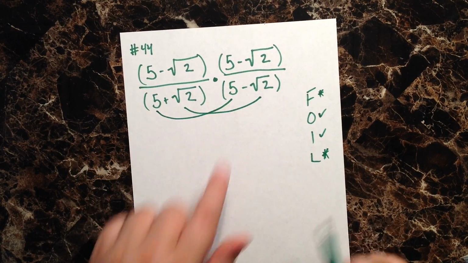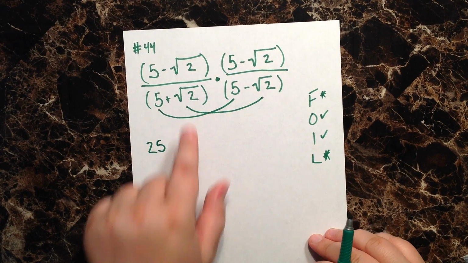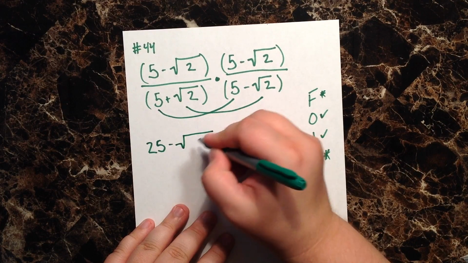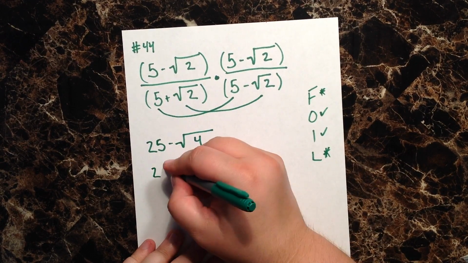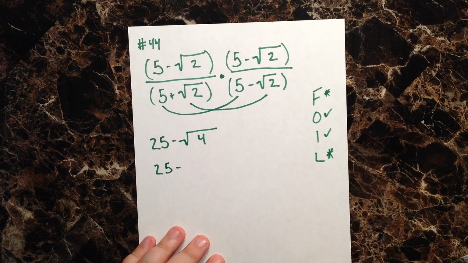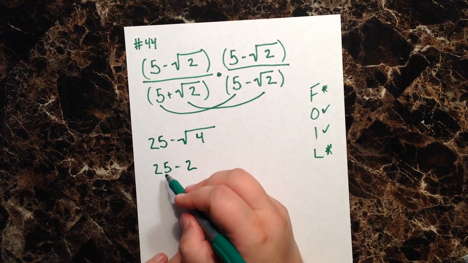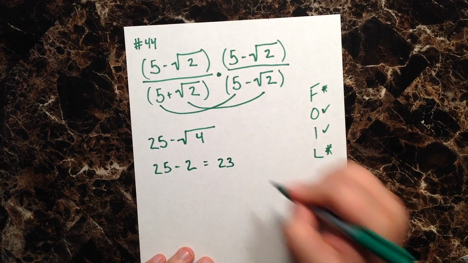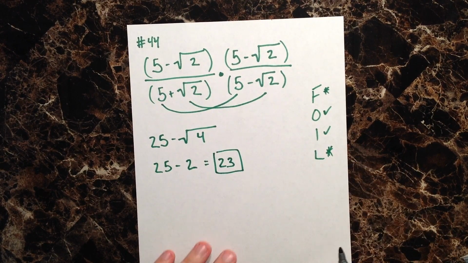So what is 5 times 5? Well, that gives me 25. And what is positive radical 2 times negative radical 2? Well, that gives me a negative radical 4. But radical 4 is a perfect square, and it comes out as what? A 2. And so 25 minus 2, well, that gives me a 23. And so our rationalized denominator is 23.